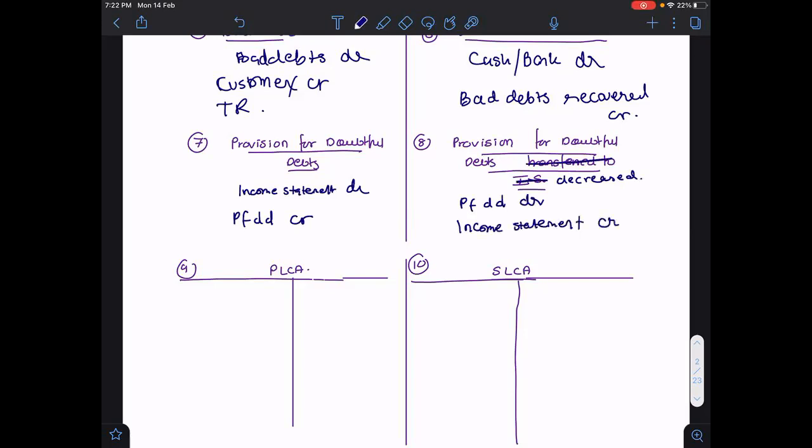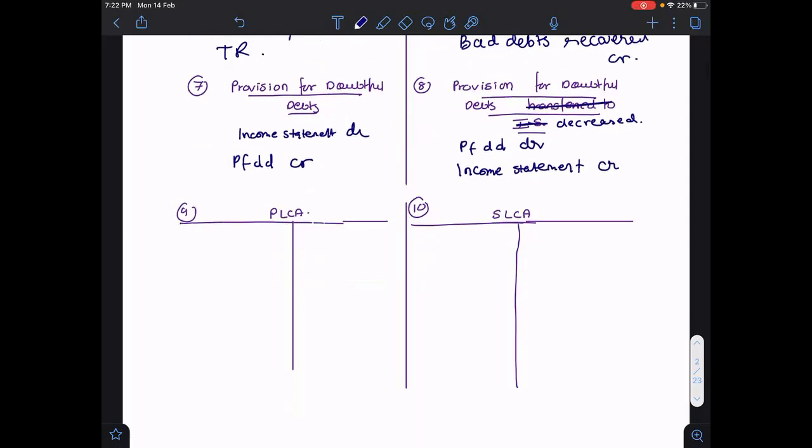Okay, provision for doubtful debts always has what balance? Credit balance. Okay, fine. Make the PLC and SLC account. PLC account always has a credit balance. उसके नीचे credit purchases. ज़्यादा time waste नहीं करो. Then everything else on the debit side: discount received, bank, purchases returns, and contra entry.